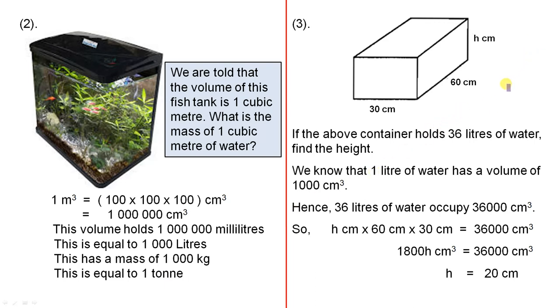Example 3. Here we have a container 30 centimetres wide, 60 centimetres long, and we don't know the height. If the above container holds 36 litres of water, find the height. We know that 1 litre of water has a volume of 1,000 cubic centimetres. Therefore, 36 litres of water occupy 36,000 cubic centimetres.